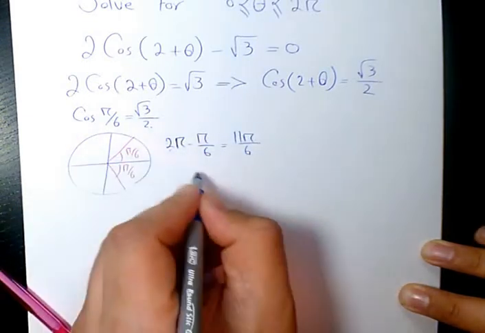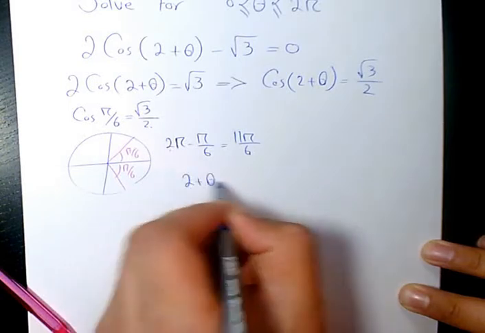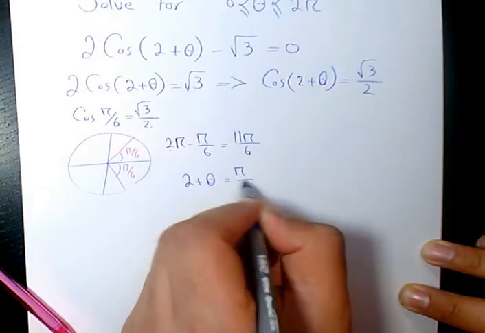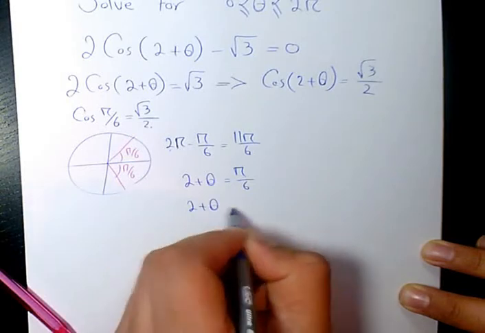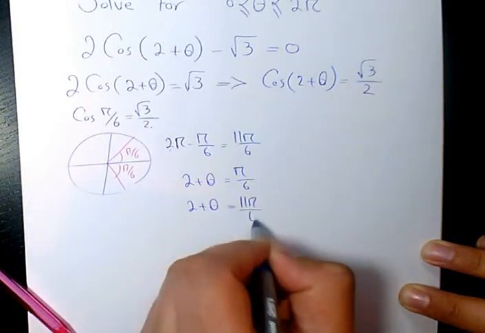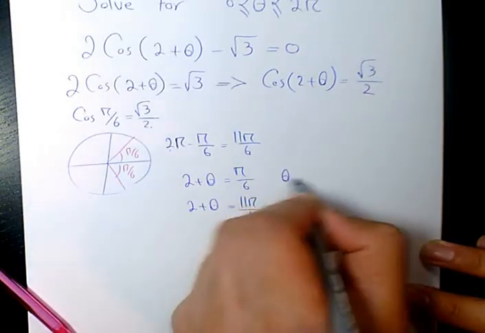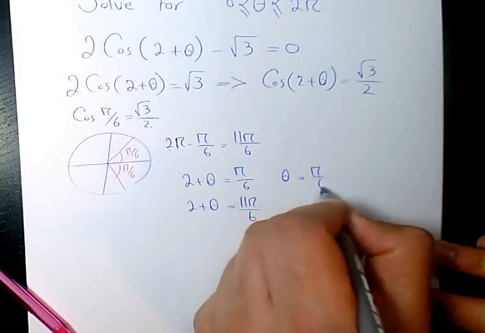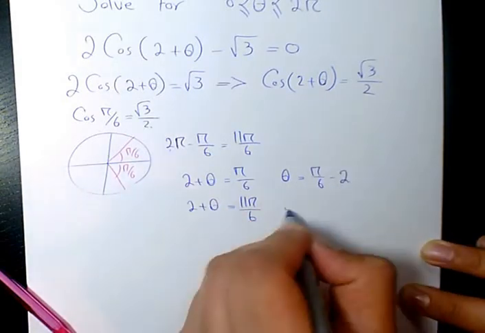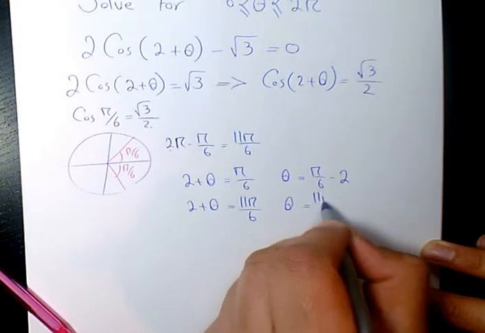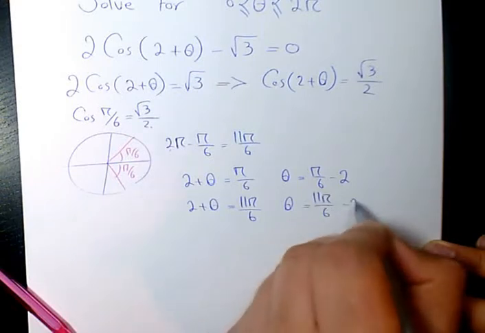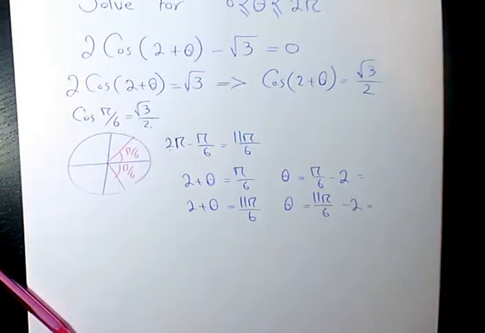So we have two answers for 2 plus theta. One of them is pi over 6. The other one is going to be 11 pi over 6. So theta will be pi over 6 minus 2. And theta here is going to be 11 pi over 6 minus 2.